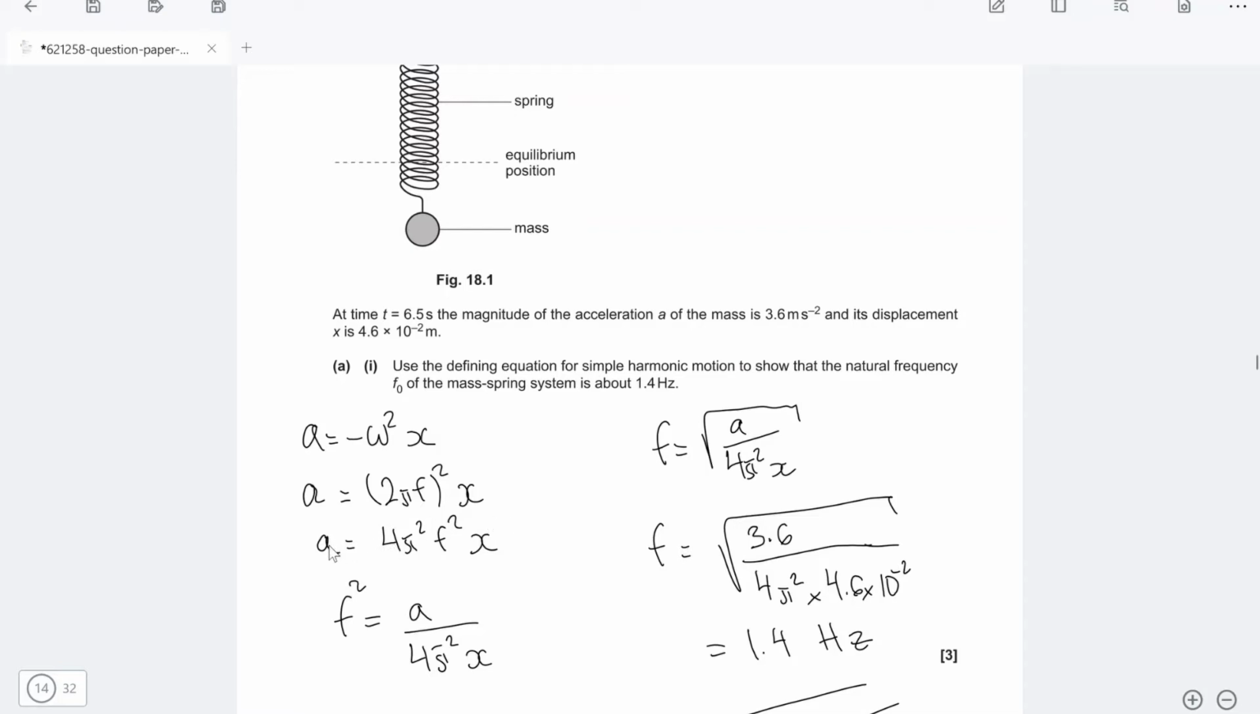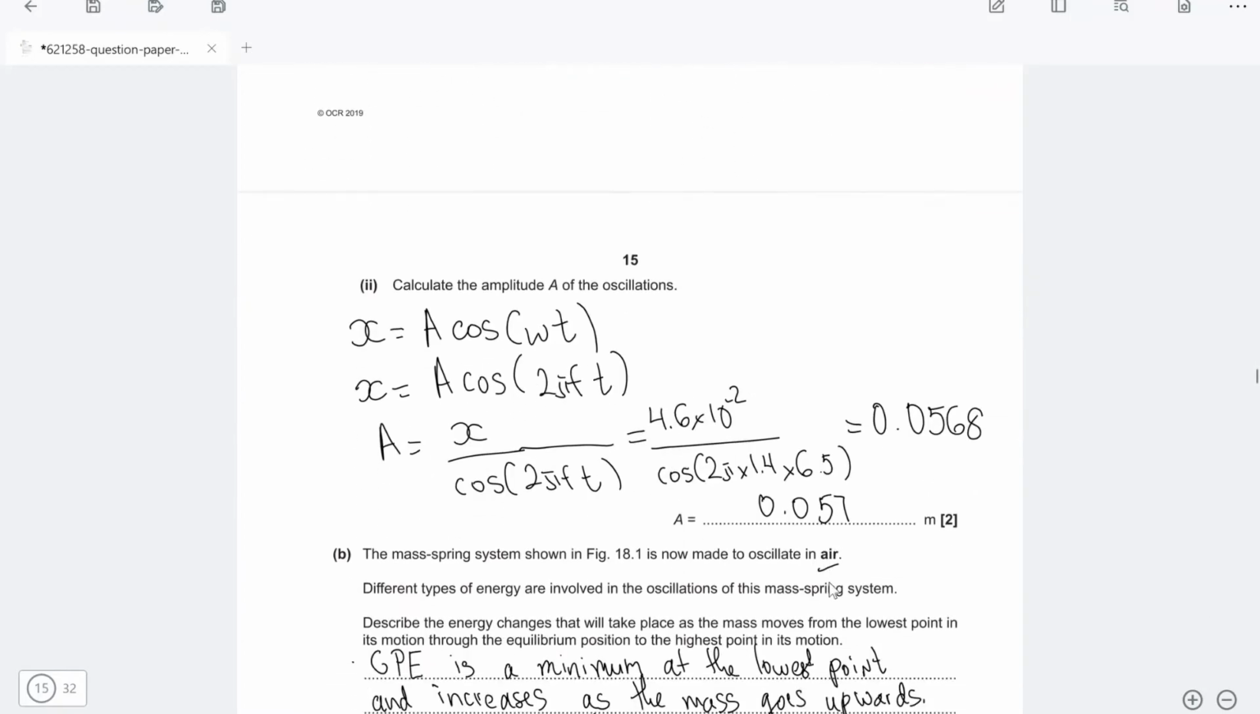When we square the terms out, we're going to get a is equal to 4 pi squared f squared times x. Rearranging for f squared, we get that f squared is a over 4 pi squared times x. Square rooting this and inputting some numbers. Remember, the acceleration is given as 3.6 and the displacement x is 4.6 times 10 to the power of minus 2. Carefully inputting this into a calculator, we're going to get approximately 1.4 Hertz.